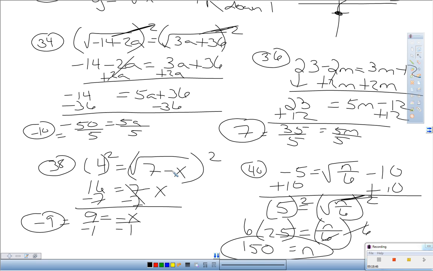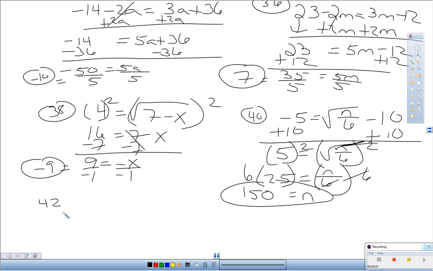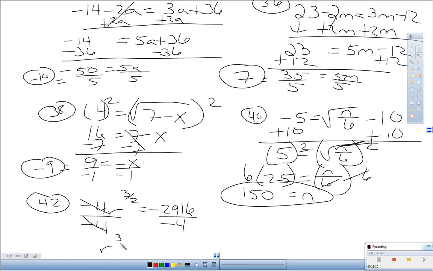All right. For 42, I will have to use my calculator, but for 42, it gives me negative 4 r to the 3 halves equals negative 2916. Well, I'm going to grab my calculator because the first thing I've got to do is divide by negative 4. Don't do that reciprocal just yet. Save that reciprocal for the last step. So let me do negative 2916 divided by negative 4. That gives me 729.